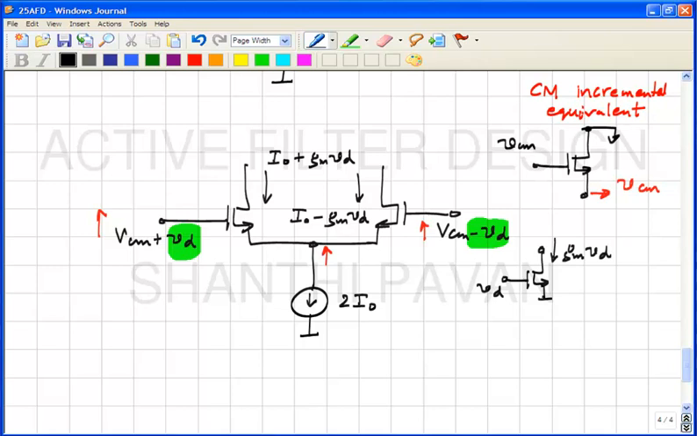it is amplifying or converting the difference between these two voltages into two currents. And what is the difference between the two currents? The difference in voltages is 2 VD, and the difference in currents is GM times 2 VD. Okay, so this is indeed doing what we want, correct? This is clear. Okay.